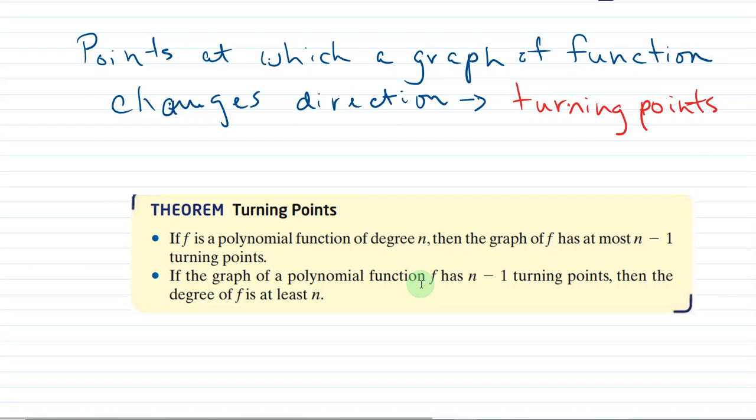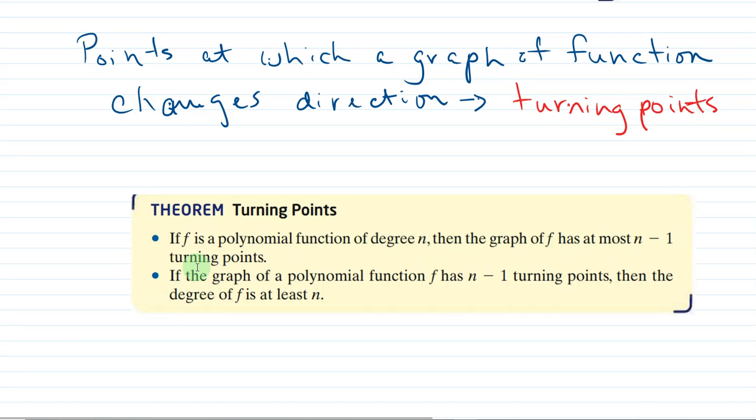Then we want to talk about turning points. That's just other language to talk about your maxes and your mins. So the points at which a graph of a function changes direction. So think about it. If you are going up, up, up, up, and then you changed, that point where you changed was a turning point. And there's a theorem that says if f is a polynomial function of degree n, then that has at most n minus 1 turning points.